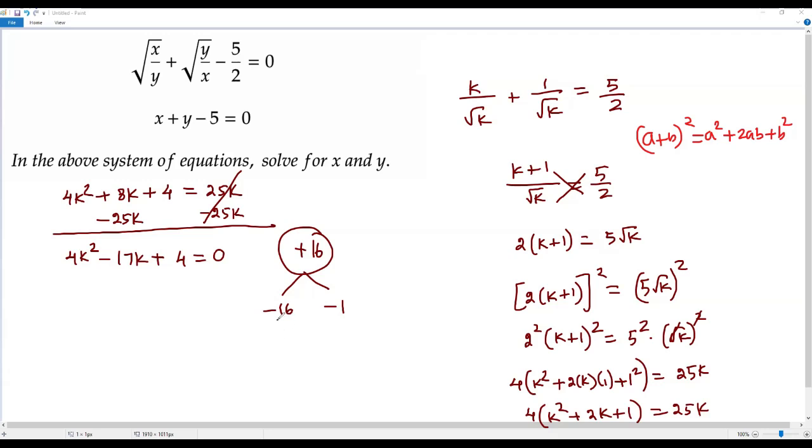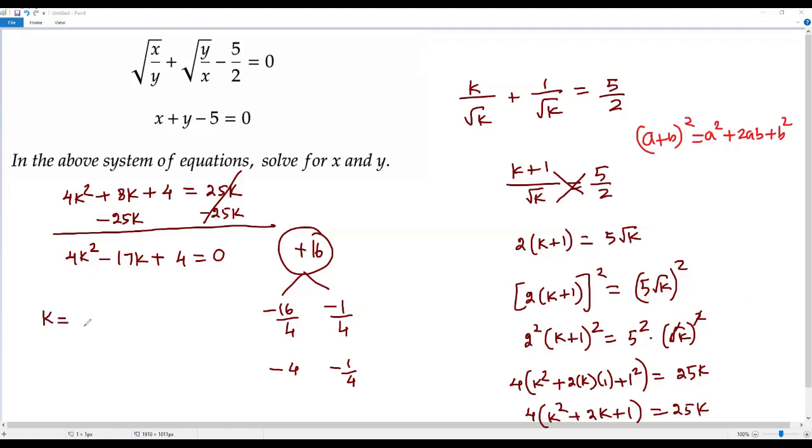Further, I have to divide both these factors by the coefficient of k square, that is 4. So when I divide negative 16 by 4, I'm getting negative 4. Here 1 is not divisible by 4, so we write it as it is, that is negative 1/4. Usually when we solve a quadratic equation, we'll be getting two values for the variable. In this case, it's k. So we'll be getting two values for k.